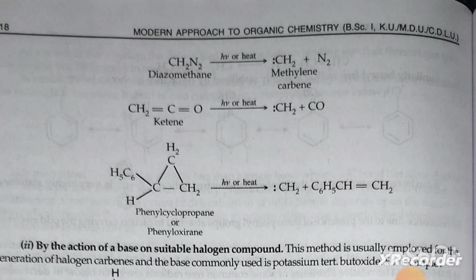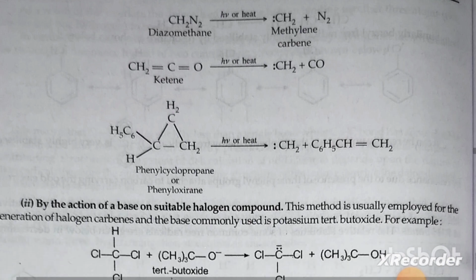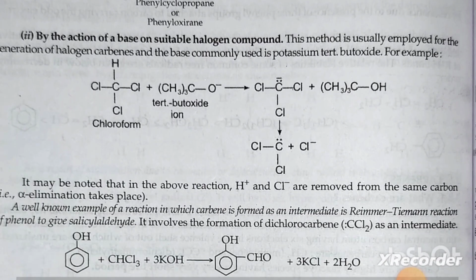Second, by the action of a base on a suitable halogen compound. This method is usually employed for the generation of halogen carbenes and the base commonly used is potassium tertiary butoxide. For example, chloroform plus tertiary butoxide ion gives rise to Cl single bond C negative Cl plus (CH3)3COH. It may be noted that in the above reaction, H positive and Cl negative are removed from the same carbon. It means alpha elimination takes place.